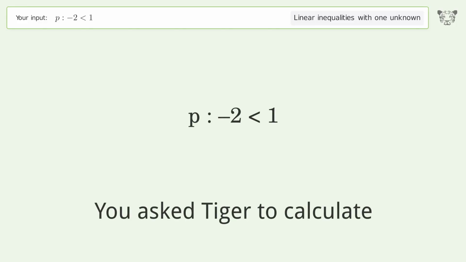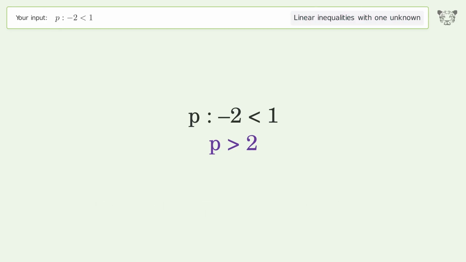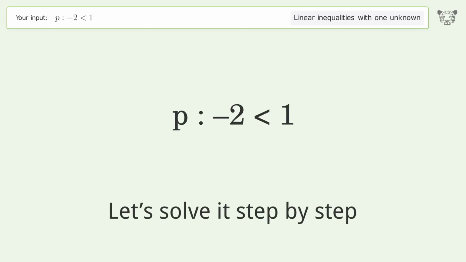You ask Tiger to calculate. This deals with linear inequalities with one unknown. The final result is p greater than -2. Let's solve it step by step.